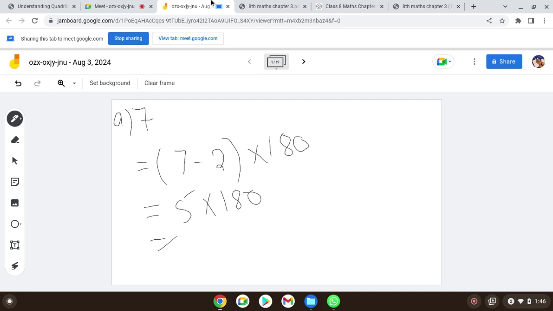5 times 0 is 0. 5 times 8 is 40. 5 times 1 is 5. 5 plus 4 is 9. 900. Okay, this is the answer. Is it correct? Okay, note it down.